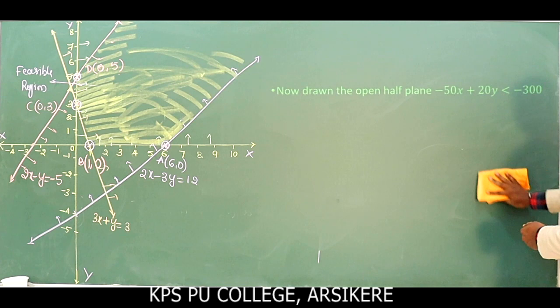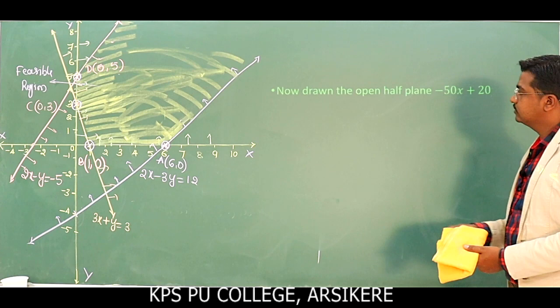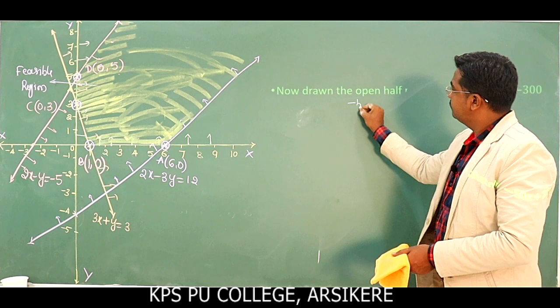Okay, follow the same method. Take the point on x-axis by substituting y is equal to 0, similarly substitute x is equal to 0, we get the point on y axis. Inequality in the first problem: minus 50x plus 20y less than minus 300.